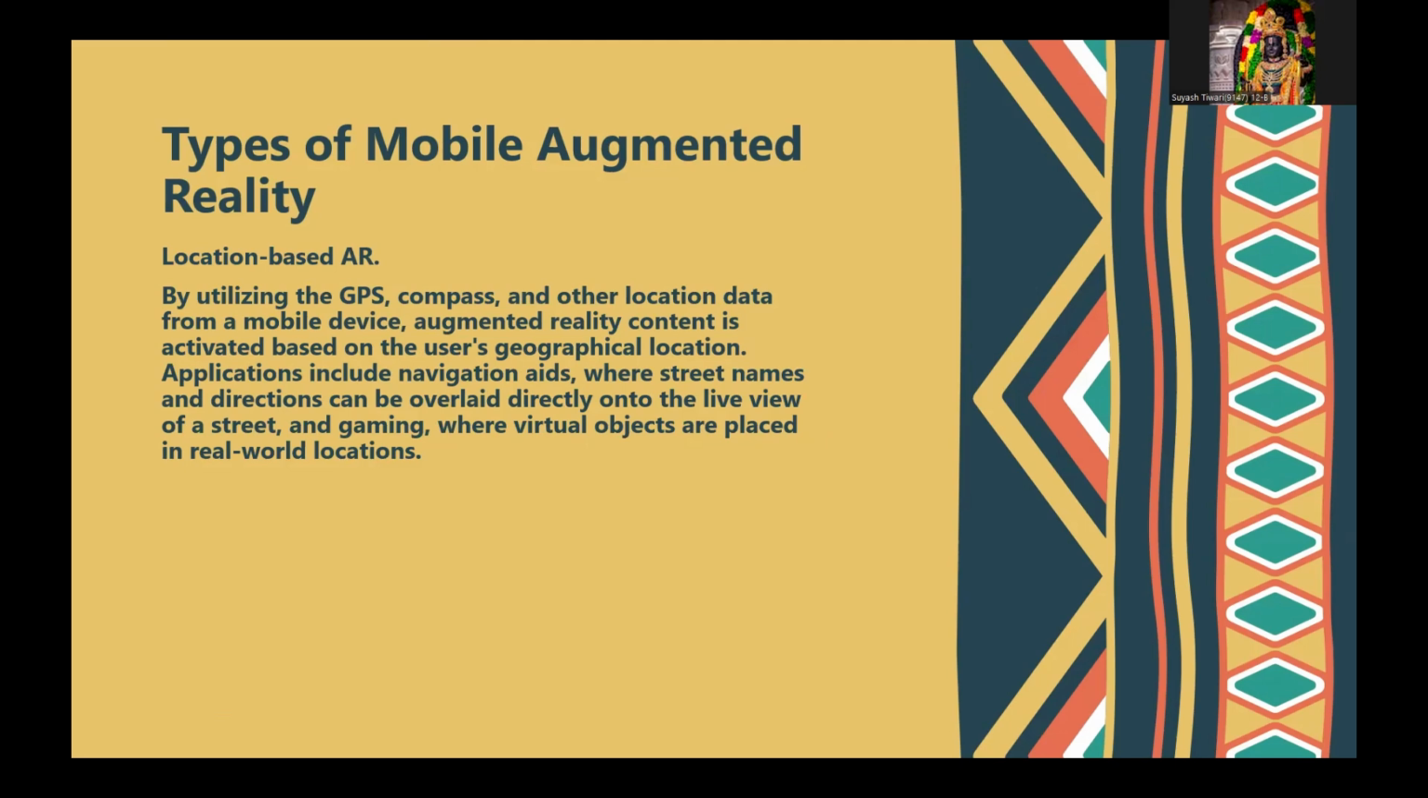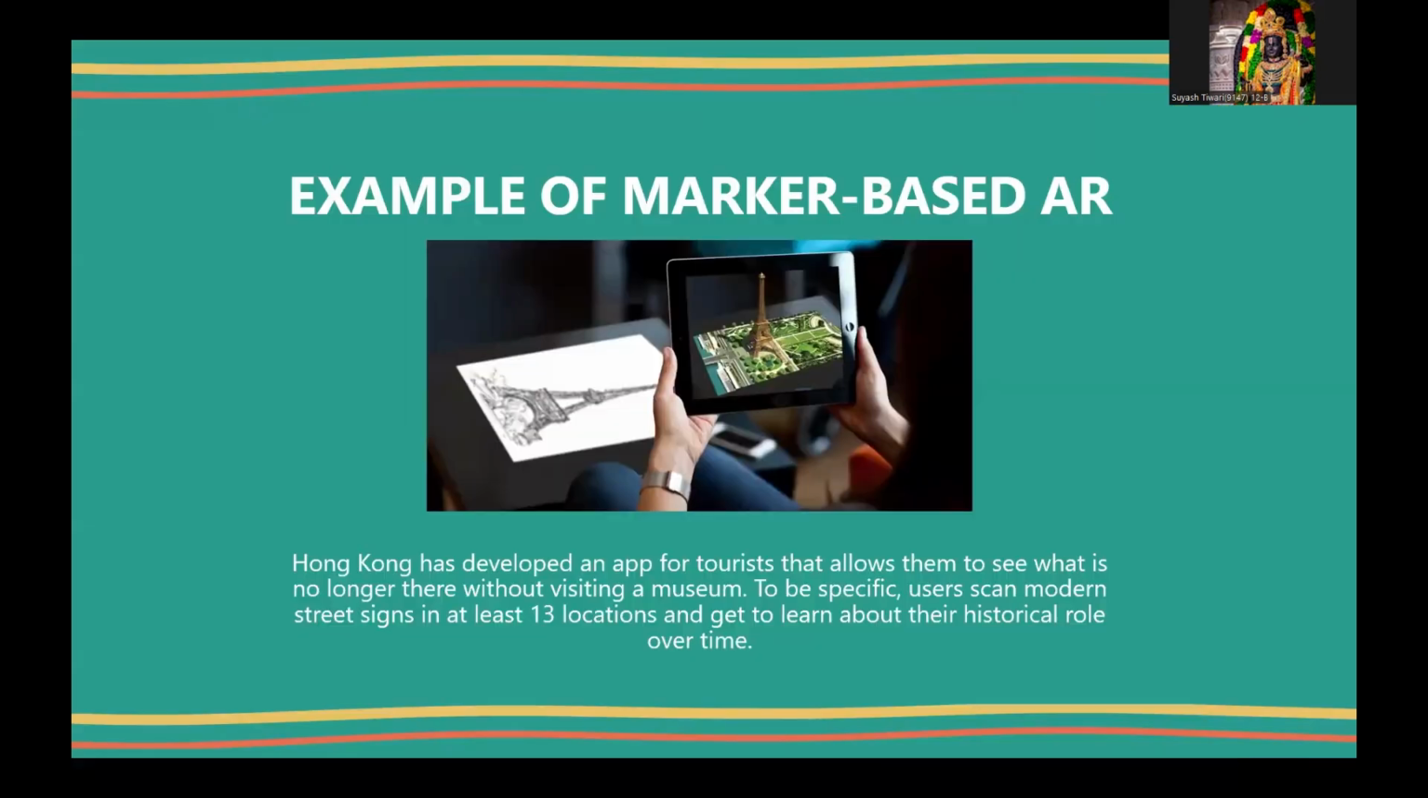By utilizing the GPS, compass, and other location data from mobile devices, augmented reality content is activated based on users' geographical location. Applications include navigation aids, where street names and directions can be overlaid directly onto the live view of a street, and gaming, where virtual objects are placed in real-world locations. So now, with the help of examples, we'll discuss all three types of mobile augmented reality.